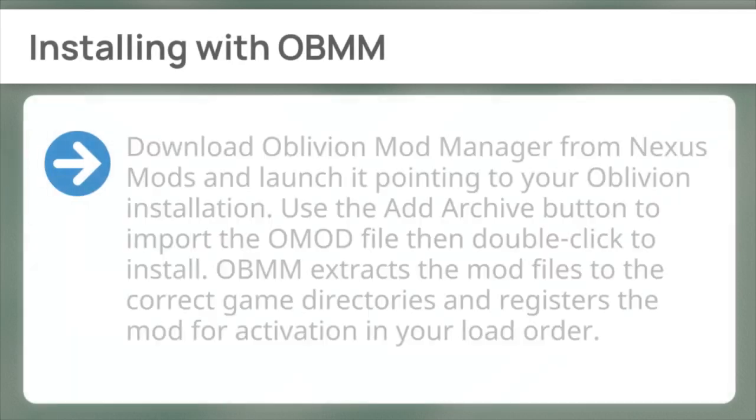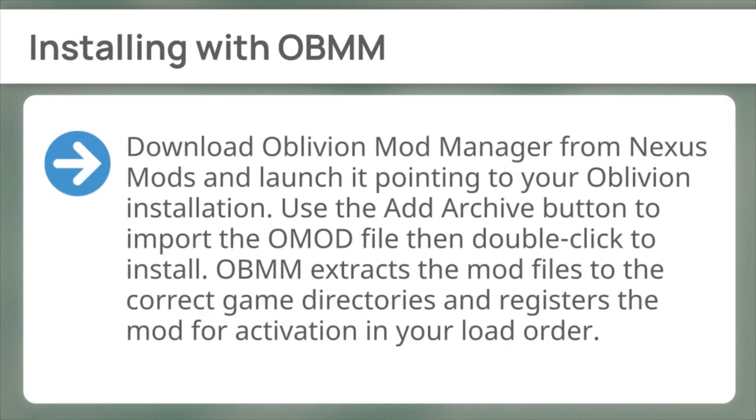First, installing with OBMM. Download Oblivion Mod Manager from Nexus Mods and launch it pointing to your Oblivion installation. Use the Add Archive button to import the OMOD file, then double-click to install. OBMM extracts the mod files to the correct game directories and registers the mod for activation in your load order.